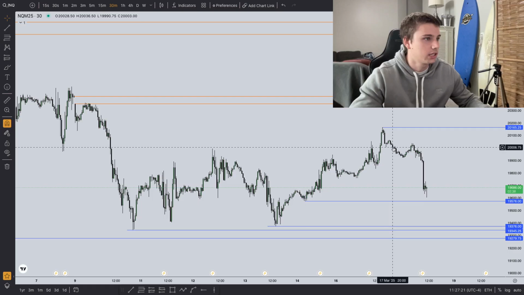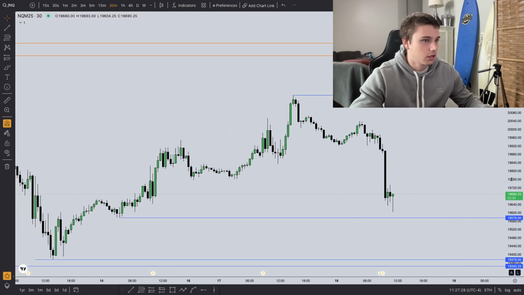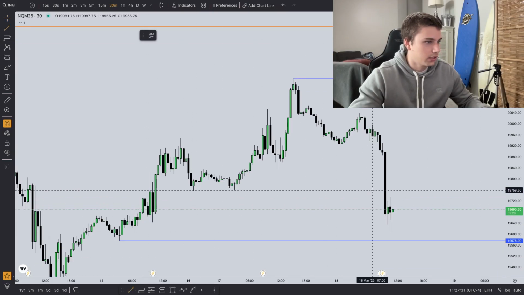We swept out this high here. We had a remanipulation leg. We have inversed these bullish moves. We've been bearish. We had a 30-minute gap right here. We have a 30-minute fair value gap that we tap into.